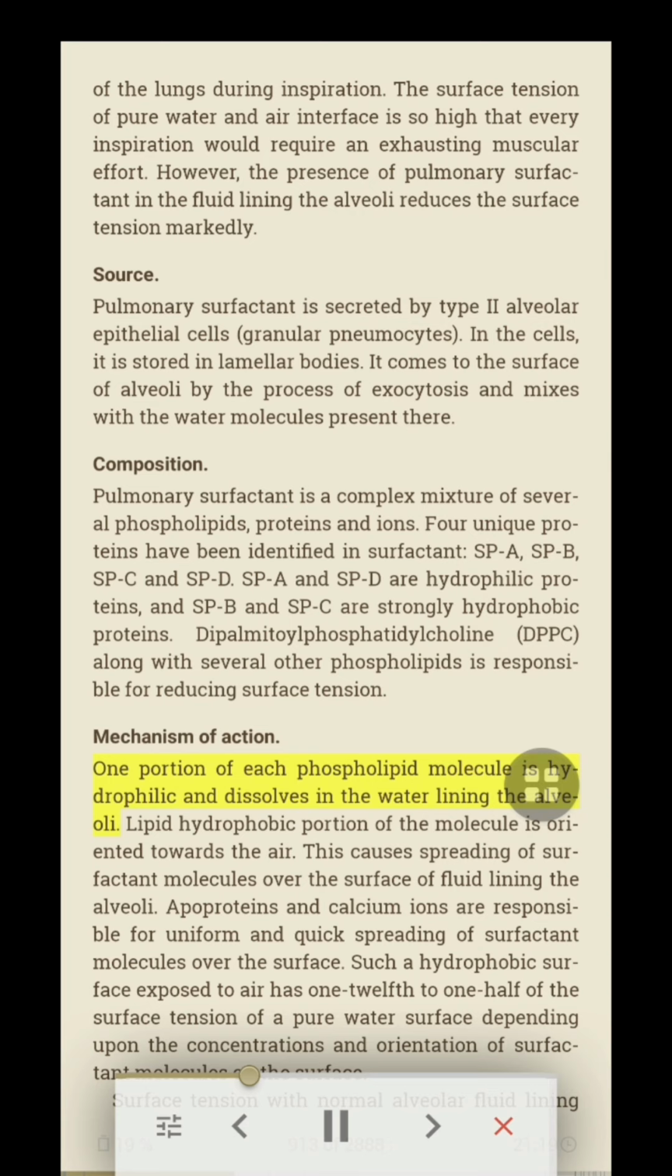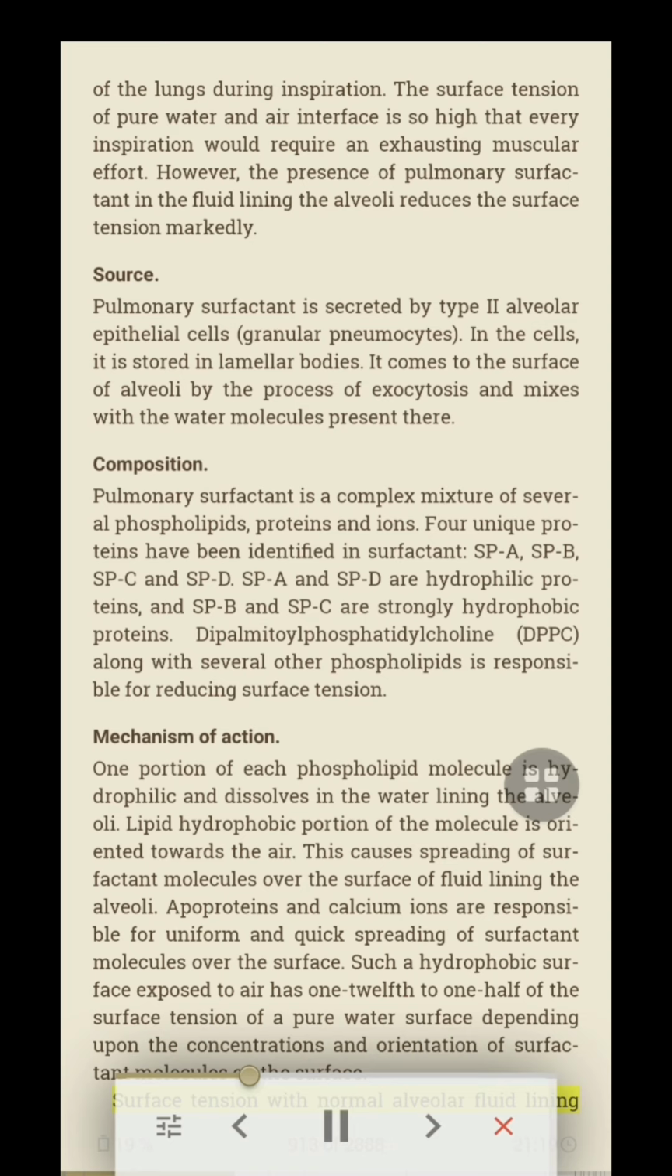Mechanism of action. One portion of each phospholipid molecule is hydrophilic and dissolves in the water lining the alveoli. The hydrophobic lipid portion of the molecule is oriented towards the air. This causes spreading of surfactant molecules over the surface of fluid lining the alveoli. Apoproteins and calcium ions are responsible for uniform and quick spreading of surfactant molecules over the surface. Such a hydrophobic surface exposed to air has 1/12 to 1/2 of the surface tension of a pure water surface, depending upon the concentrations and orientation of surfactant molecules on the surface.